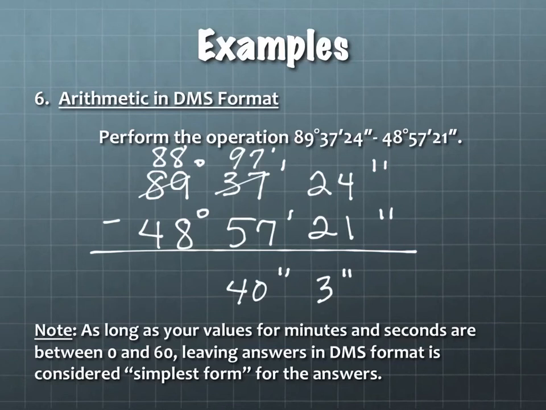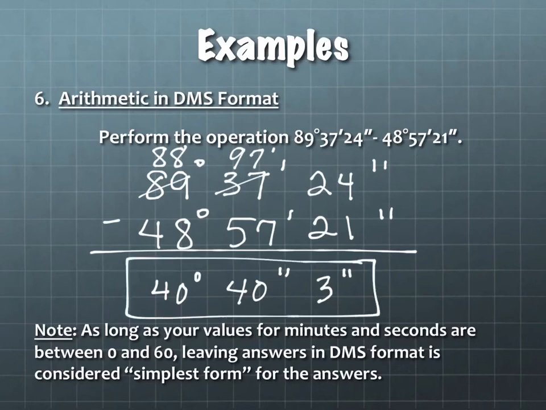The last one is 88 degrees minus 48 degrees, and that gives me 40 degrees. So I have 40 degrees, 40 minutes, and 3 seconds. And there's the note on here. As long as your values for minutes and seconds are between 0 and 60, leaving answers in degree, minutes, seconds format is considered simplest form for your answers.